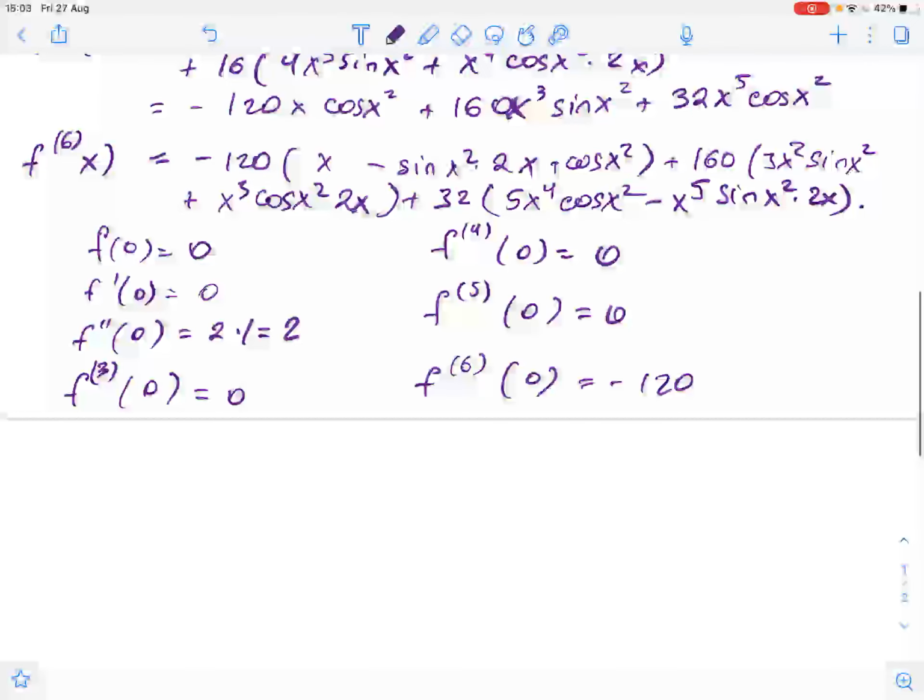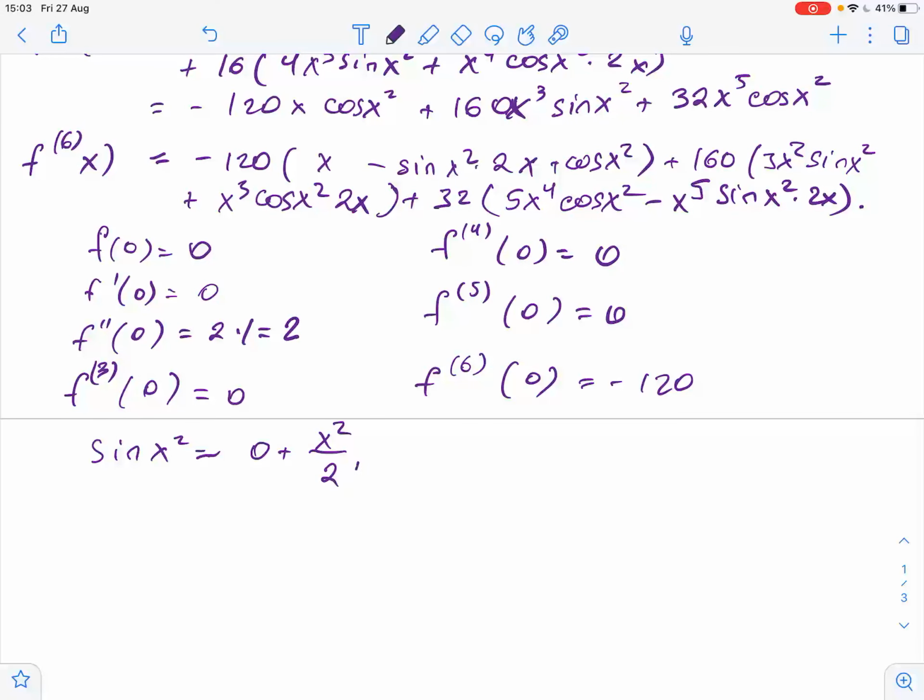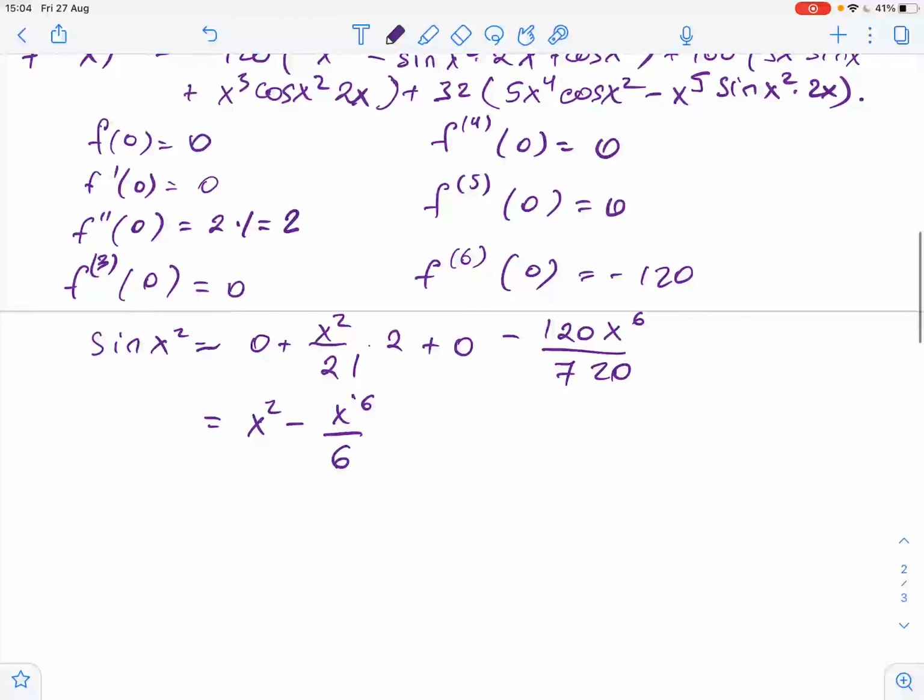So we get that sine of x squared equals 0 plus x squared over 2 factorial times 2 plus 0 minus 120 times x to the sixth power over 720. When we simplify it, we get that this equals x squared minus x to the sixth power over 6.